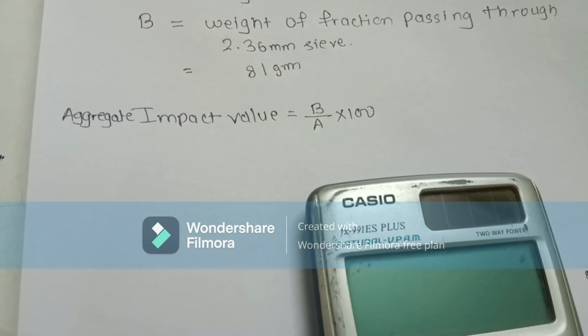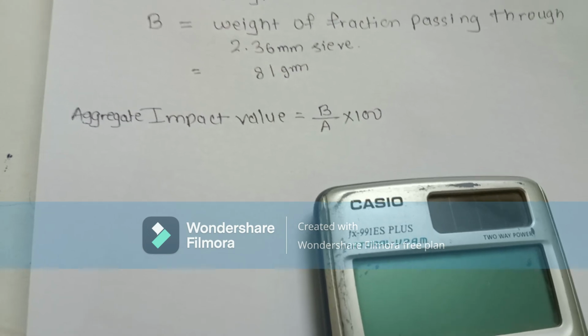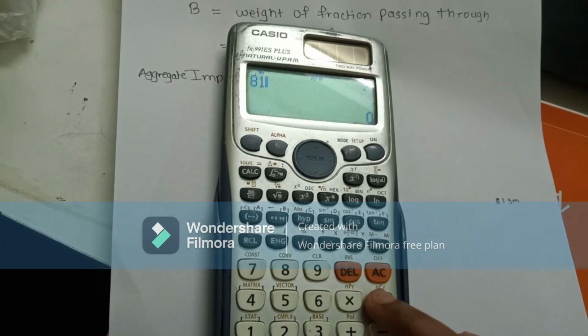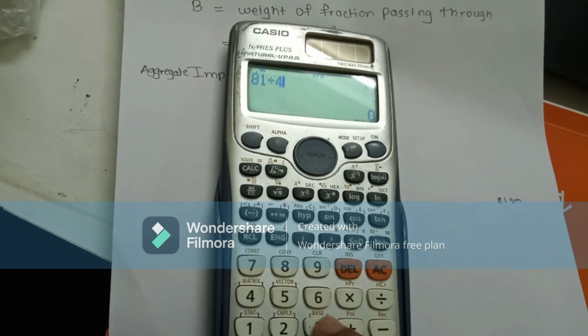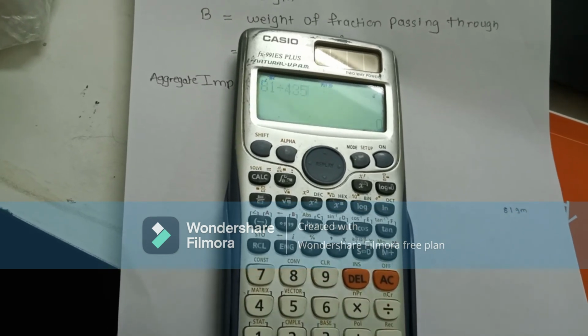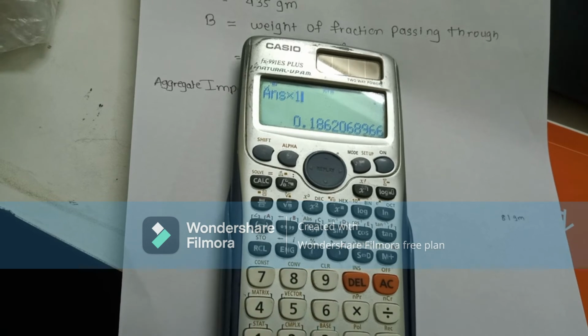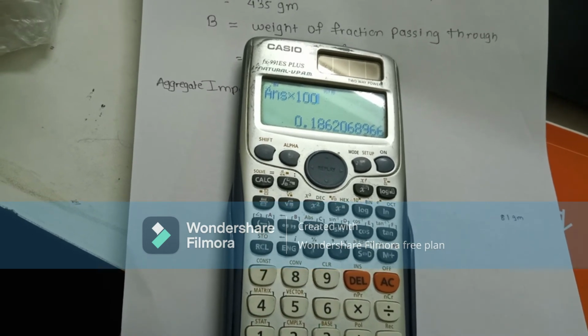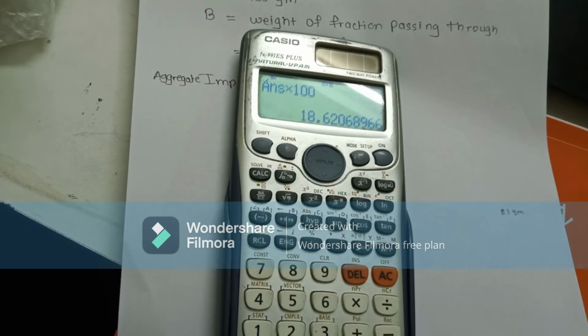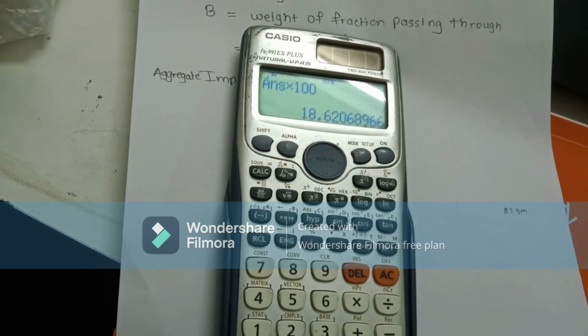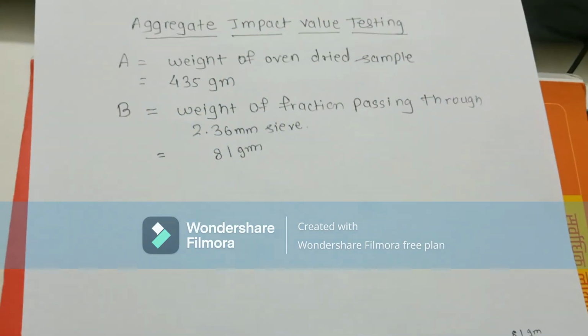The impact value is B by A into 100. So B is 81 divided by A, which is 435, into 100. So it is 18.62%. So the aggregate impact value is 18.62%.